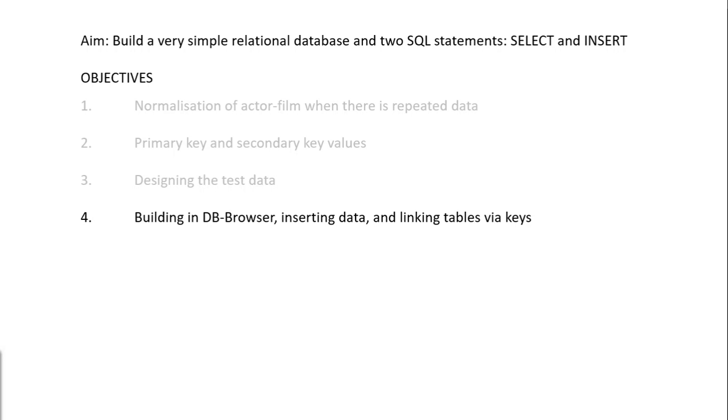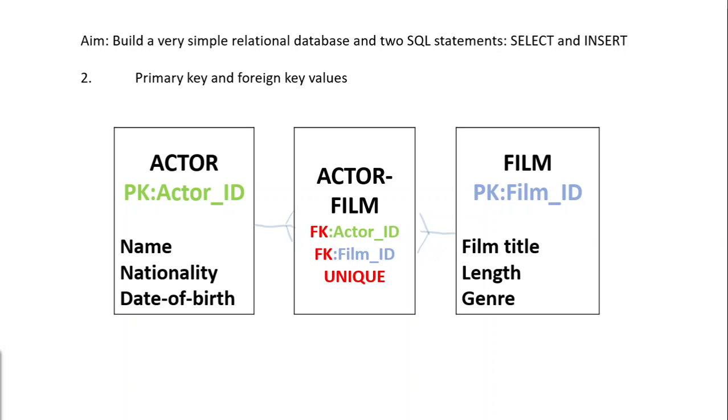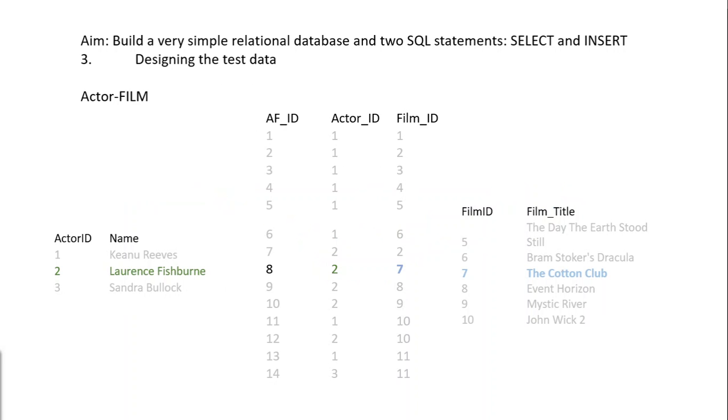I'll briefly recap the previous steps about defining and normalizing the film and actor entities that will become tables in the database. The first step was to define the actor and film entities and then normalize the many-to-many relationship via a linking table. Next, the primary and foreign key values were defined within the appropriate entities, linking the entities together. Third, the test data was defined, paying special attention to the values to put into the actor-film linking table.